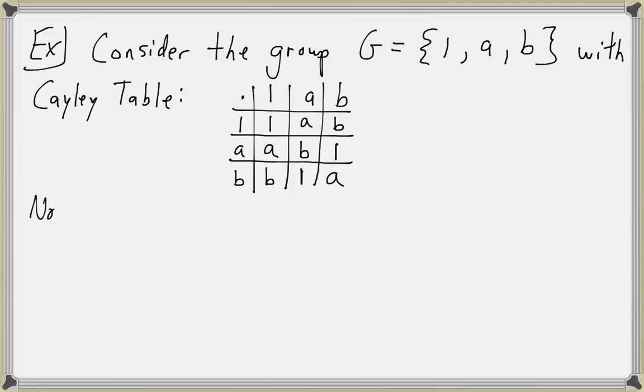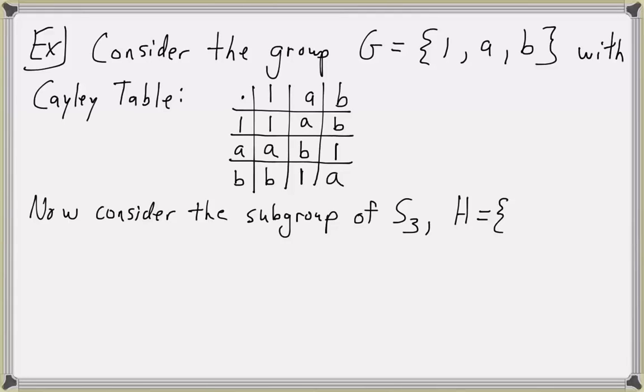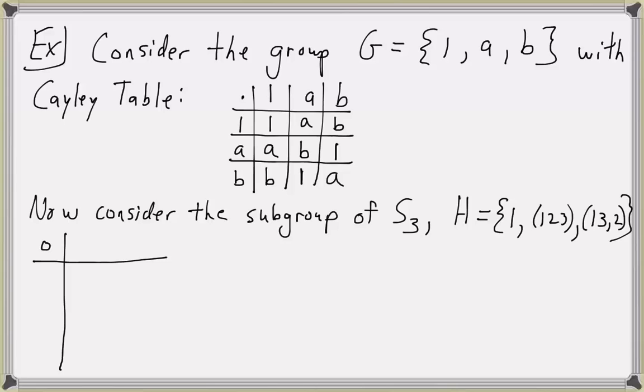Now consider the subgroup of the symmetric group of degree 3. It's called H, and this set contains the identity permutation. It contains the two 3-cycles as well. So the cycle (1 2 3) and the cycle (1 3 2). Okay, so this is actually a subgroup of S3. Then let's look at the Cayley table for H. So this is a group with operation composition.